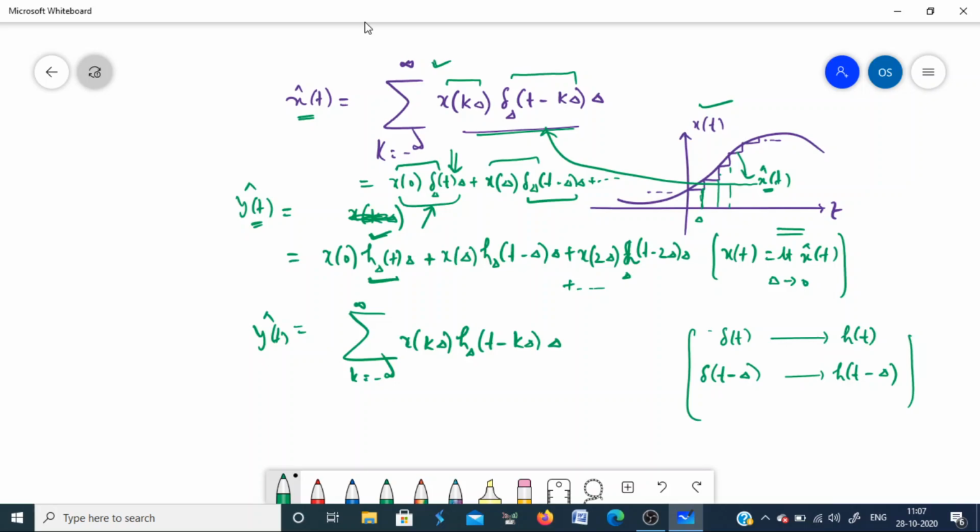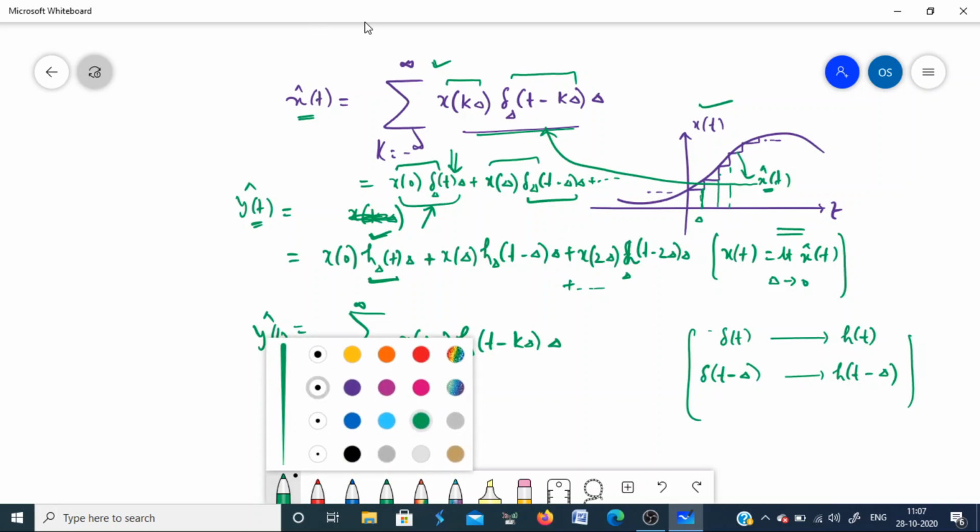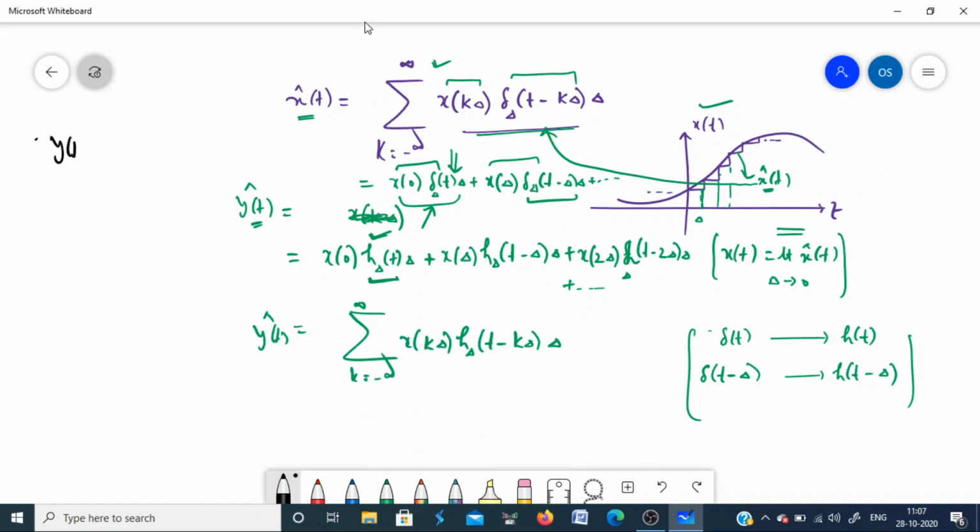Okay. And what will be the actual output? y(t). Now y(t) is your limit del approaches to 0 of y cap t. Okay. Because when del approaches to 0, x cap t converges to x(t). So as a result, your output y cap t will converge to y(t).